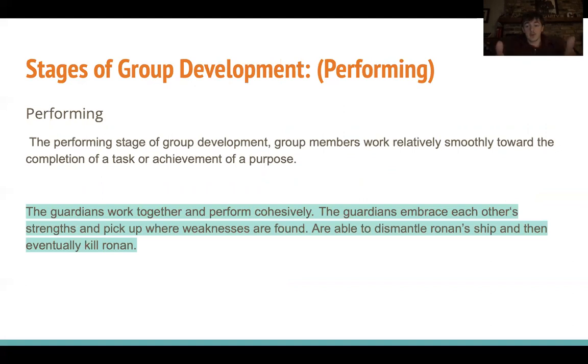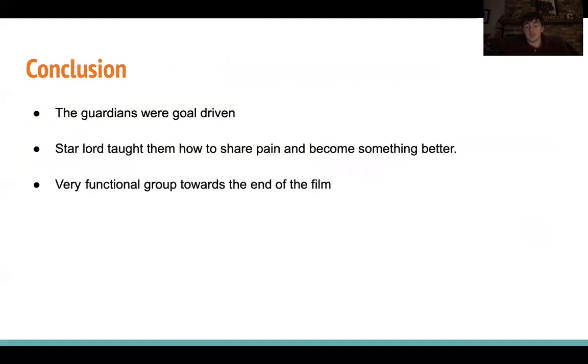And saving the world is the performing stage in their group development. This is where they start smoothly conducting teamwork very well. The final scene is this big battle with Ronan's ships. They go through Ronan's ships, piece of cake. They're all performing together, building off of each other's weaknesses more. But this time it's all five of them together, and they're doing it really well. And they eventually end up killing Ronan because they're successful.